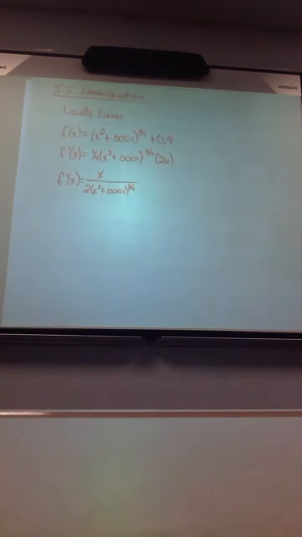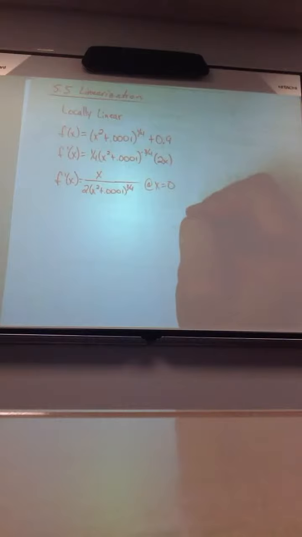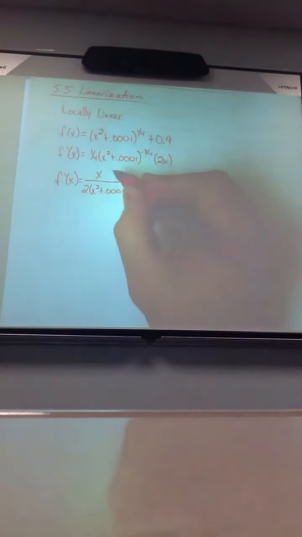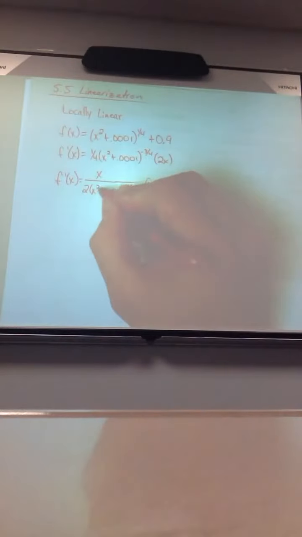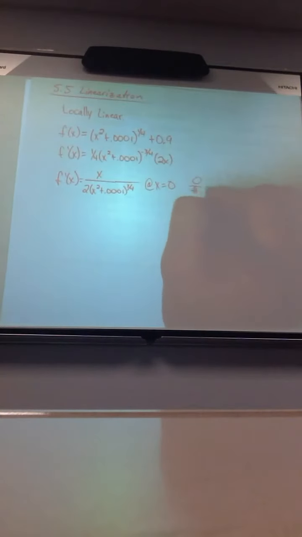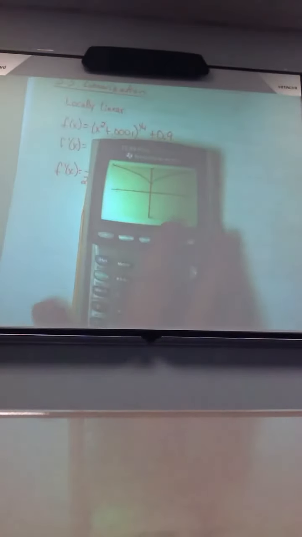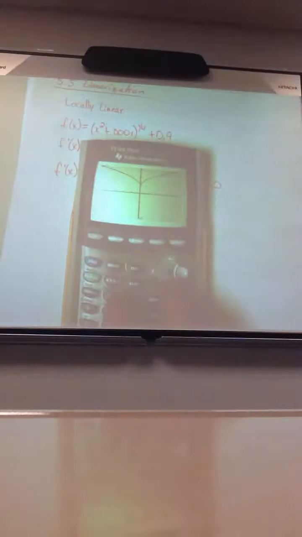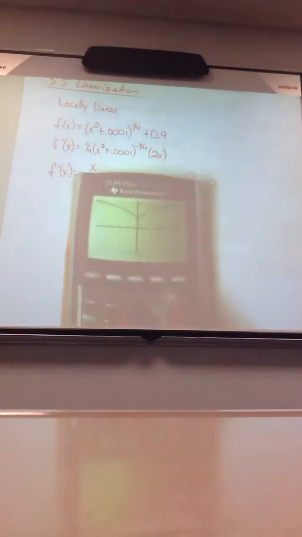Okay. Is this differentiable at x equals 0? Plug in 0 for x. What do you get? You get 0 over a number, which is 0. That's differentiable, isn't it? So is there actually a cusp there? Probably not. But let's go like this.